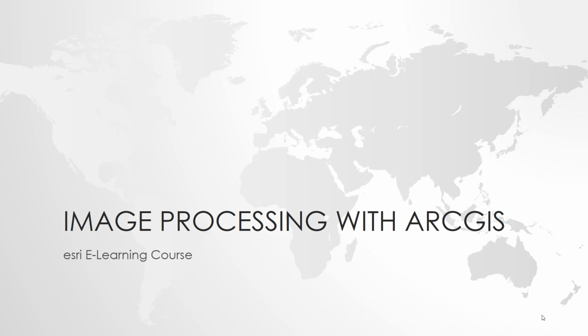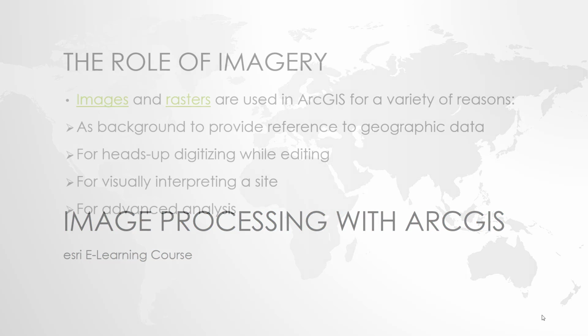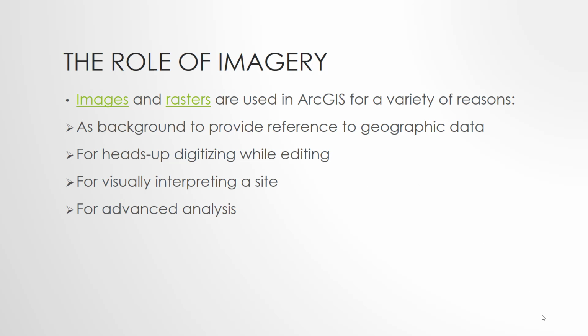This is a review of the ESRI e-learning course Image Processing with ArcGIS. The role of imagery in this course is to process and analyze digital images collected mainly from satellites. So images and rasters are used in ArcGIS for a variety of reasons: as a background to provide reference to geographic data, for heads-up digitizing while editing, for visually interpreting a site, and for advanced analysis.